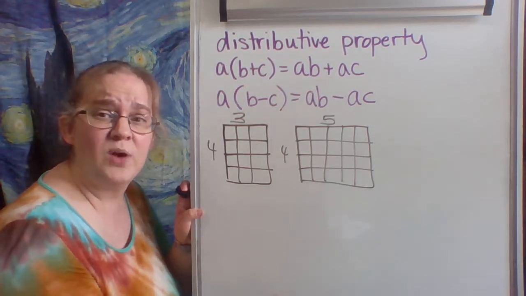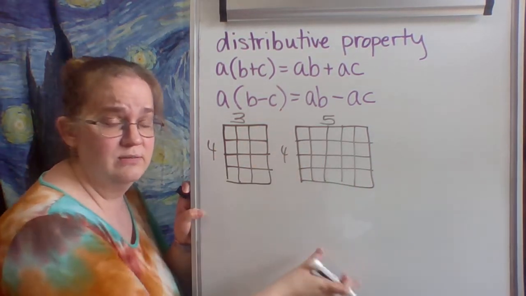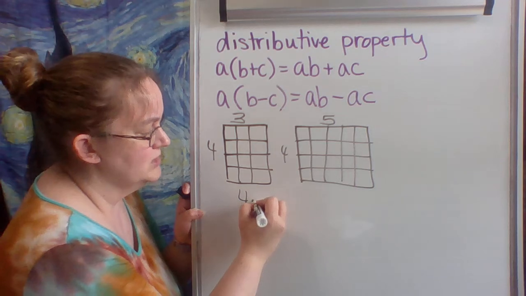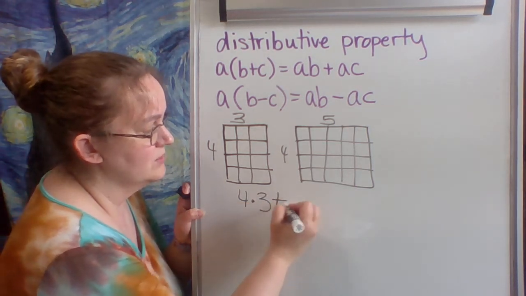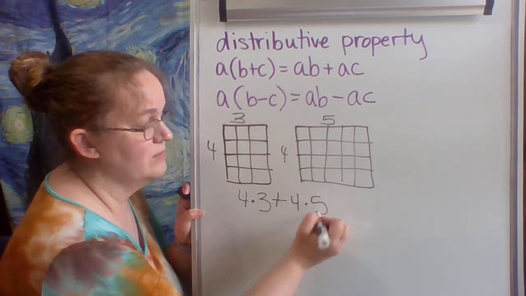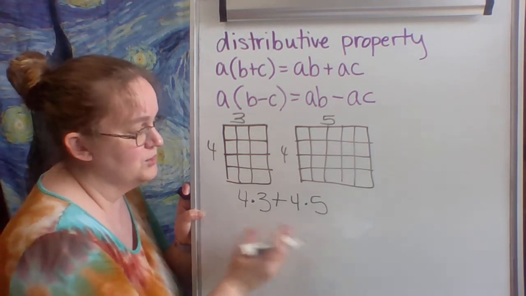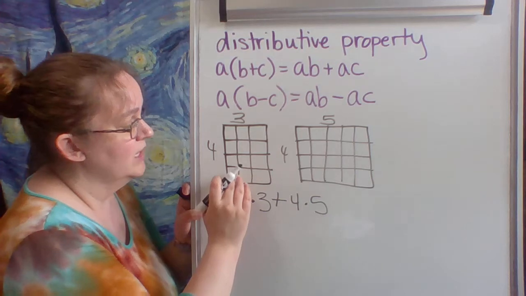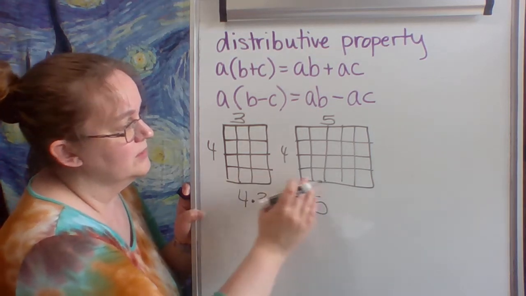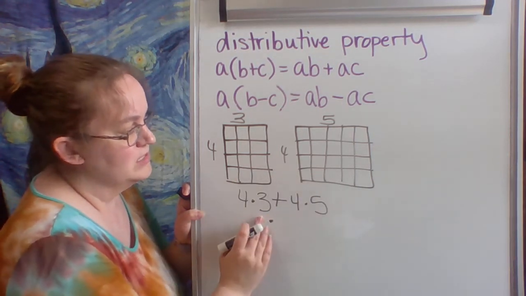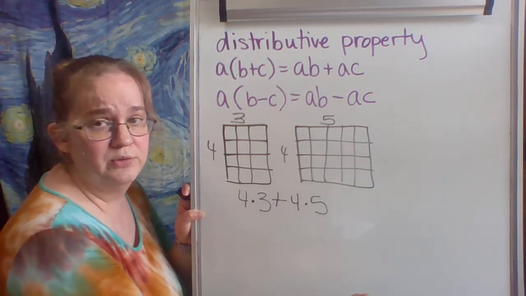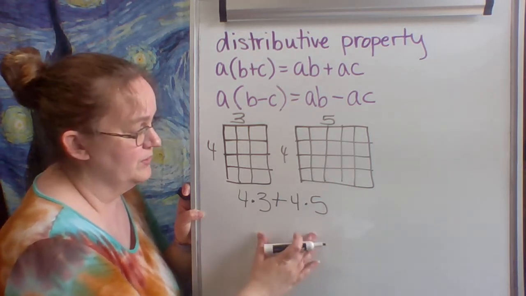But if I were going to write what this total was, I would say 4 times 3 plus 4 times 5. If I was writing an expression to represent this total number, I would write it as 4 times 3 plus 4 times 5. And you again can see 12 by 20, and this is 12 plus 20, and so the total number would be 32, okay?